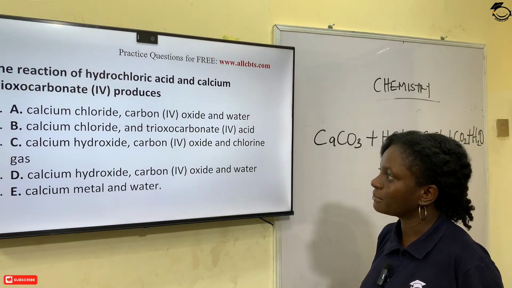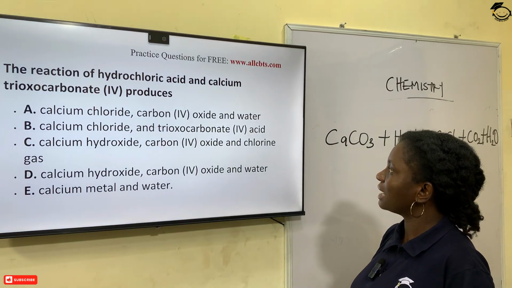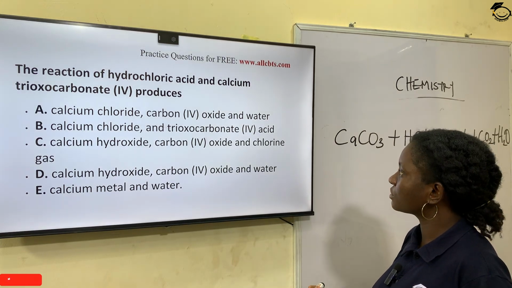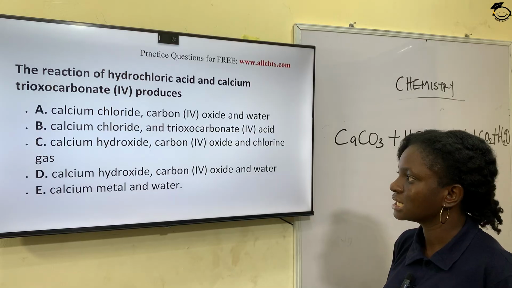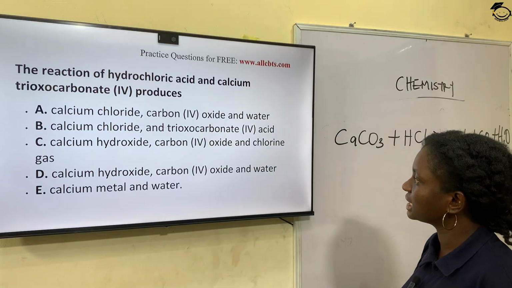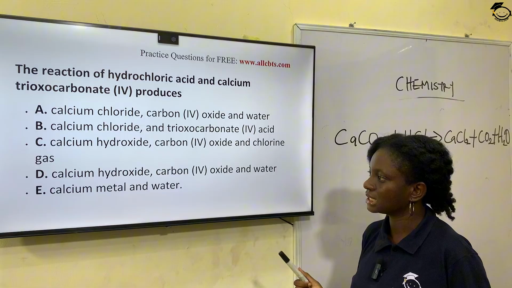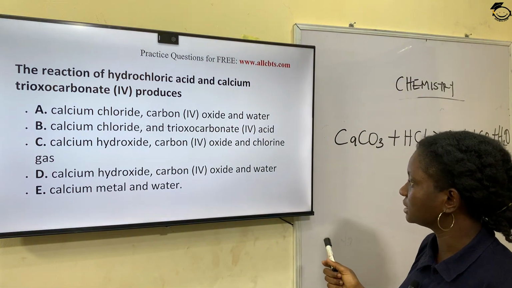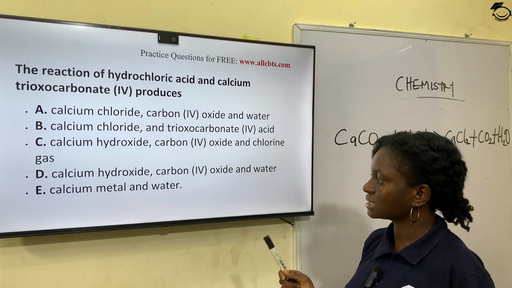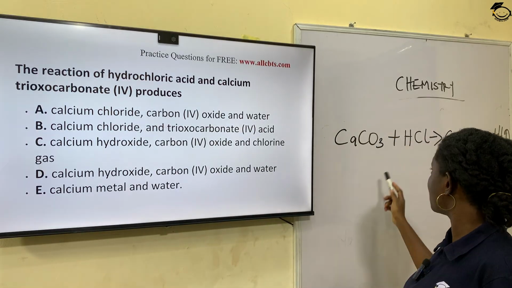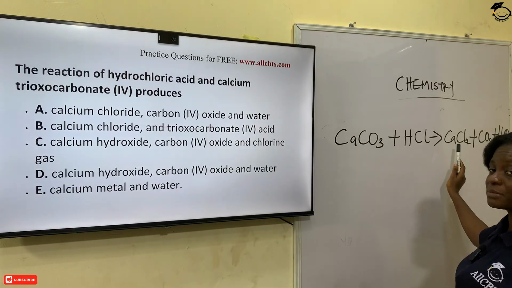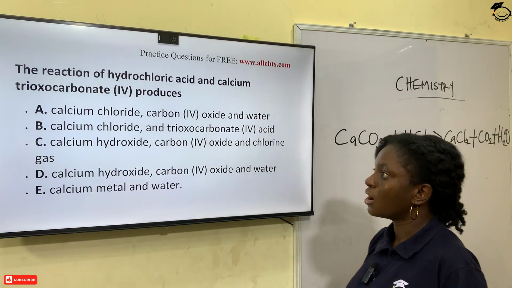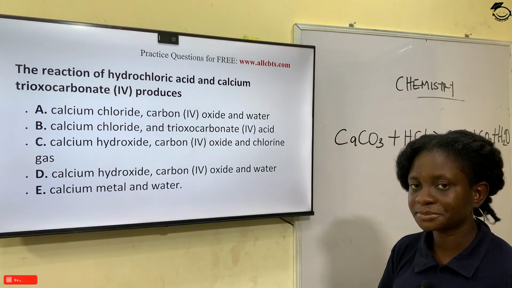So let's see from our options: A, calcium chloride, carbon IV oxide and water. B, calcium chloride, trioxocarbonate IV acid. C, calcium hydroxide, carbon IV oxide and chlorine gas. D, calcium hydroxide, carbon IV oxide and water. E, calcium metal and water. From the equation, we have our products to be calcium chloride, carbon IV oxide, and water. Option A is the correct answer.